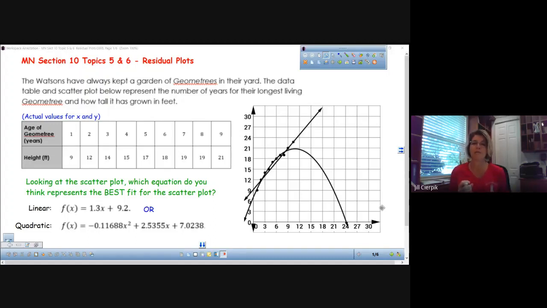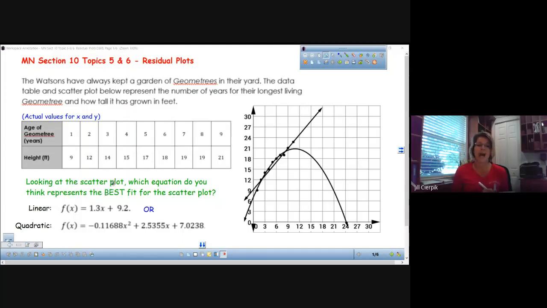A residual plot is a way to test an equation that was made for a scatter plot and to see if the equation is the proper model. So let's get right to the example. The Watsons have always kept a garden of geometries in their yard. The data table and scatter plot below represent the number of years for their longest living geometry and how tall it's grown. So if we look at the table, the age of the tree in years, that's our X value, that's our input. And the height of the tree, that value is our Y value, it's our output.